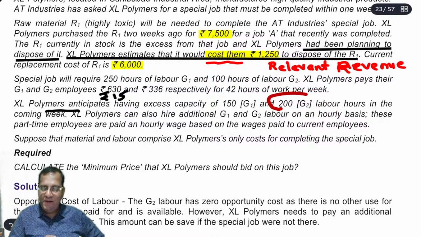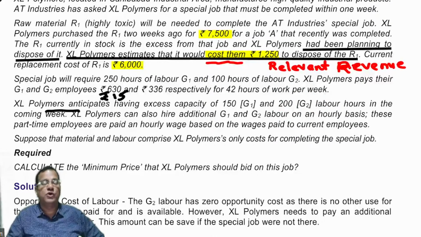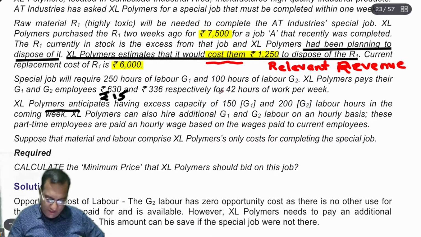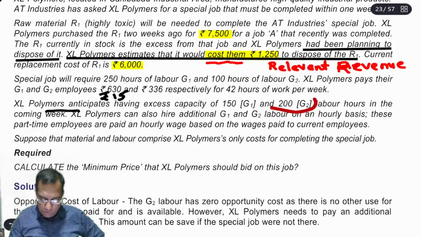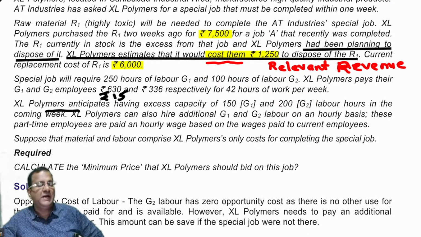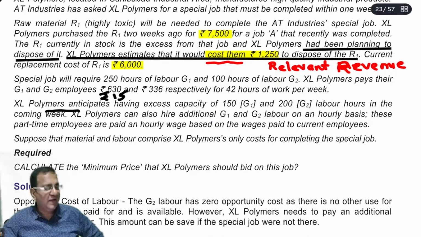We are already paying the worker 200 hours for idle time because right now we are not having any production for them. But when we accept this special order, then out of 200 hours, this 100 hours will be converted from idle to productive, and converting from idle to productive will not incur any kind of new additional labor cost. Therefore grade 2 labor cost is irrelevant.